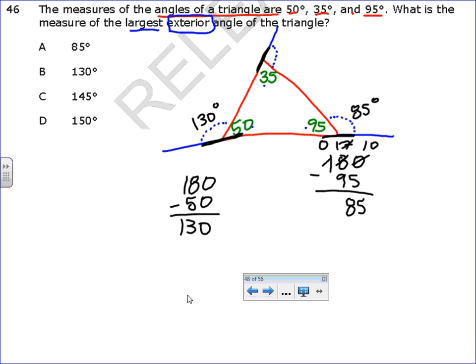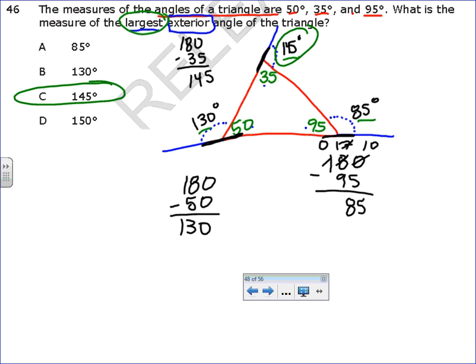The last angle, I need to do the same thing. I have 180. I'm subtracting the interior angle, and that gives me 145. So this is my exterior angle. Again, the question says which one is the largest. Well, out of 130, 85, and 145, 145 is the largest. So my answer is C.